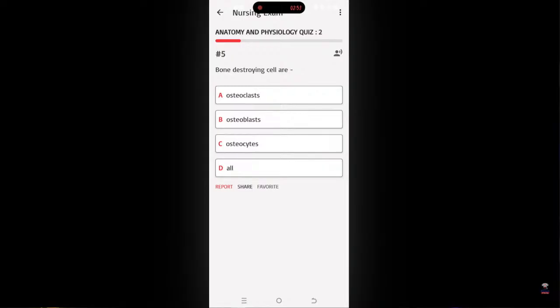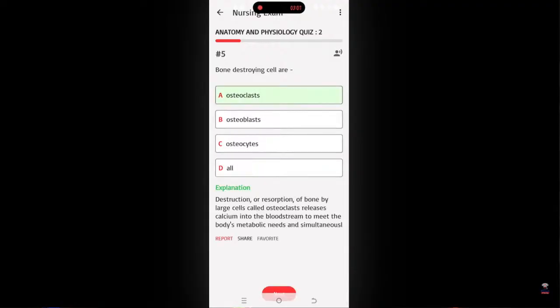Bone-destroying cells are A. Osteoclasts, B. Osteoblasts, C. Osteocytes, D. All. Correct answer. Destruction, or resorption, of bone by large cells called osteoclasts releases calcium into the bloodstream to meet the body's metabolic needs and simultaneously.